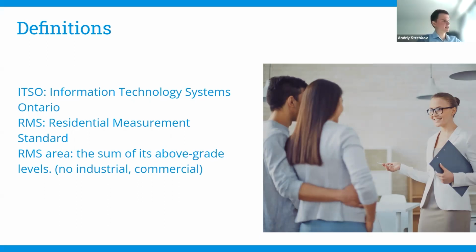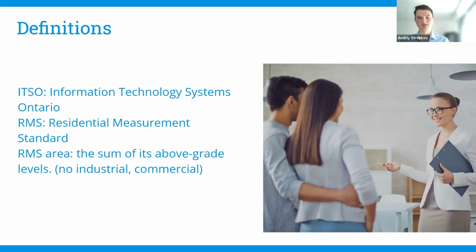RMS area is the sum of the above grade levels of the property. And it can be applied only to residential properties, not to industrial or commercial properties. So we're not using RMS for anything outside of residential properties. It consists of 9 principles.